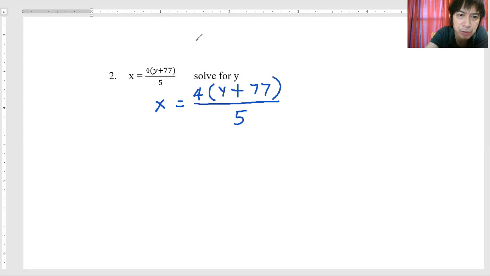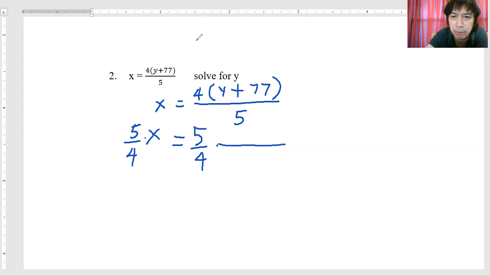So this is how you do it. Multiply both sides by 5 over 4. And the x, here you have to multiply by 5 over 4 also. And you have the given 4 times the quantity y plus 77 over 5. How come we multiply it by 5 over 4?